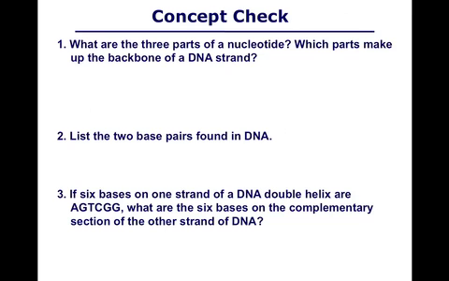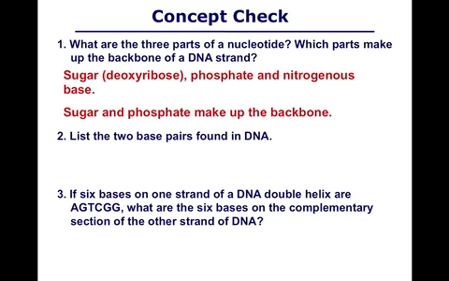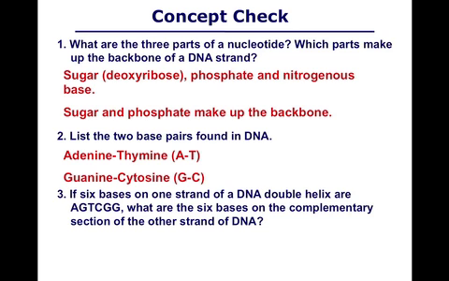So here's your concept check. What are the 3 parts of a nucleotide, and which parts make up the backbone of a DNA strand? See if you can answer that for yourself right now. The answer is the 3 parts of a nucleotide are sugar, phosphate, and a nitrogenous base. And the sugar and the phosphate make up the backbone. So list the 2 base pairs found in DNA. See if you can answer it. You should have said adenine and thymine, so the A and the T, and guanine and cytosine, the G and the C.